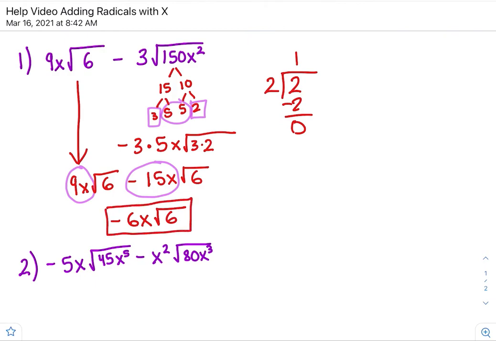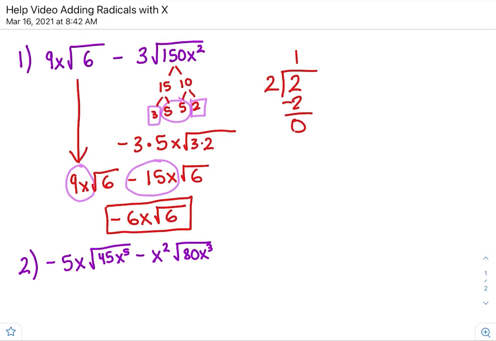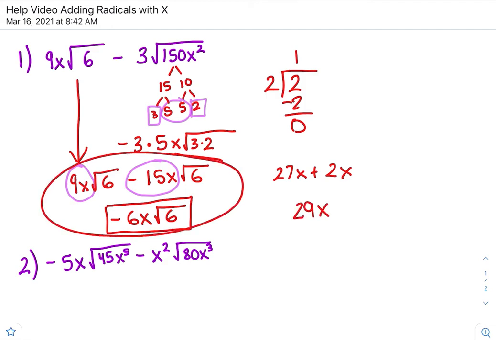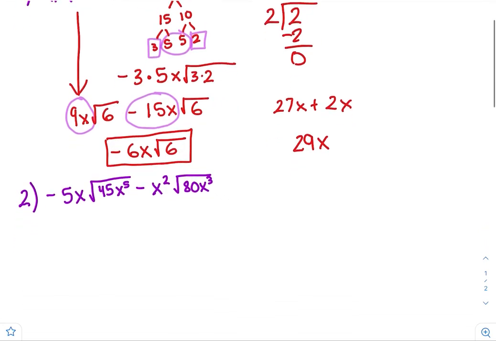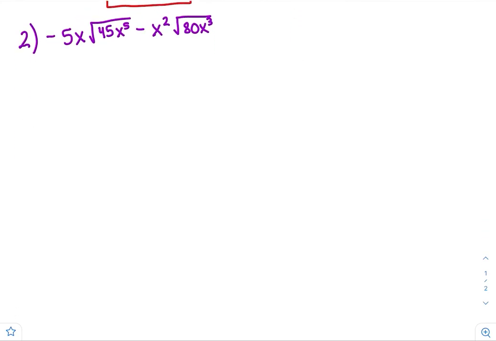It's just like combining like terms. For example, at any point in time, if you had 27x plus 2x, you would just add the two coefficients, right? 27 plus 2 is 29, and you still keep the variable x. Just like how we did here: 9x minus 15x is negative 6x, and we keep the same square root and radicand. So there's that one.